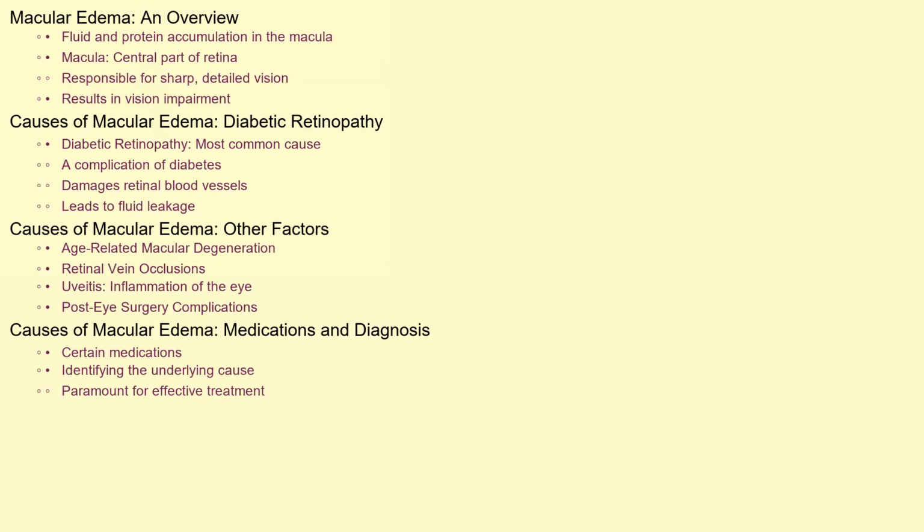Macular edema occurs when fluid and protein accumulate in the macula, the central part of the retina responsible for sharp, detailed vision. Several factors can trigger this fluid leakage. The most common cause is diabetic retinopathy, a complication of diabetes that damages blood vessels in the retina. Other potential causes include age-related macular degeneration, retinal vein occlusions, uveitis, which is inflammation of the eye, and even complications following eye surgery. In some instances, certain medications can also contribute to the development of macular edema. Identifying the underlying cause is paramount for effective treatment.